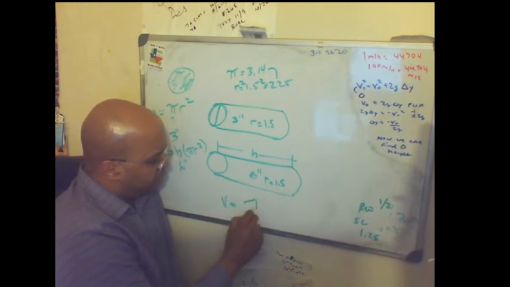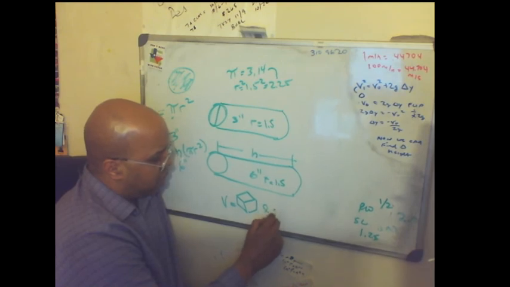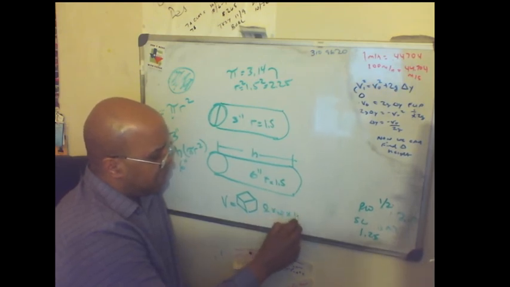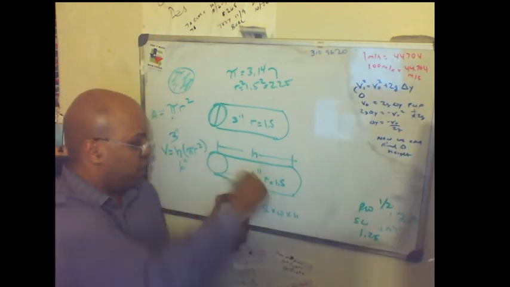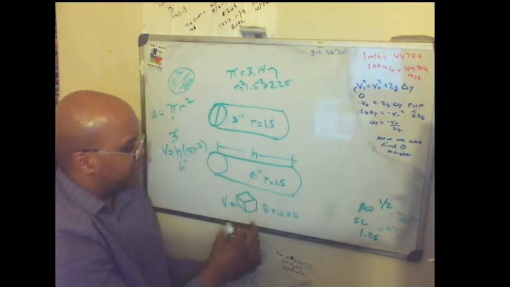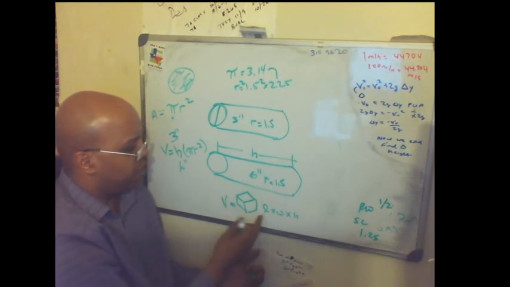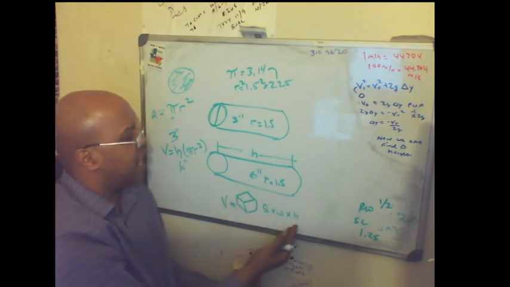What would we use to find volume? Length times width times height. So we're calculating the whole of it. This is a cube, whose volume is length times width times height.